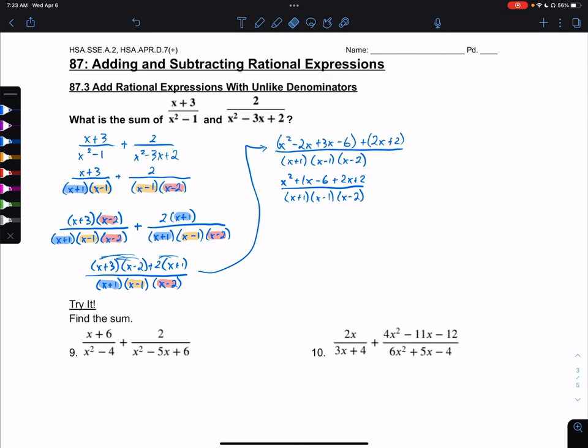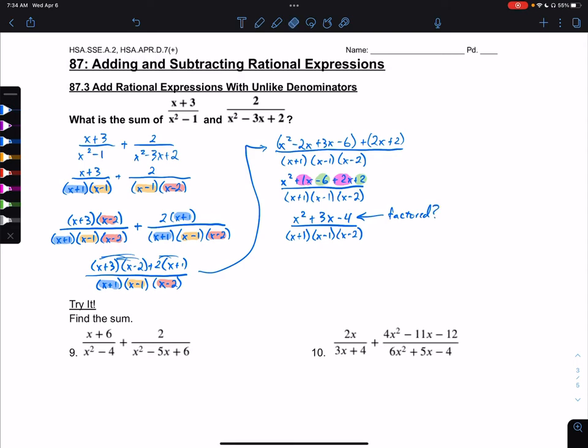So my numerator, I will still have the x squared term. The 1x and the 2x need to be combined, so that would give me 3x. And then the negative 6 and the positive 2 would need to be combined, so that would give me a minus 4. And don't change the denominator. Keep it as is. Now, there will be times that you're done on this step, but we do need to check to see if the numerator can be factored.